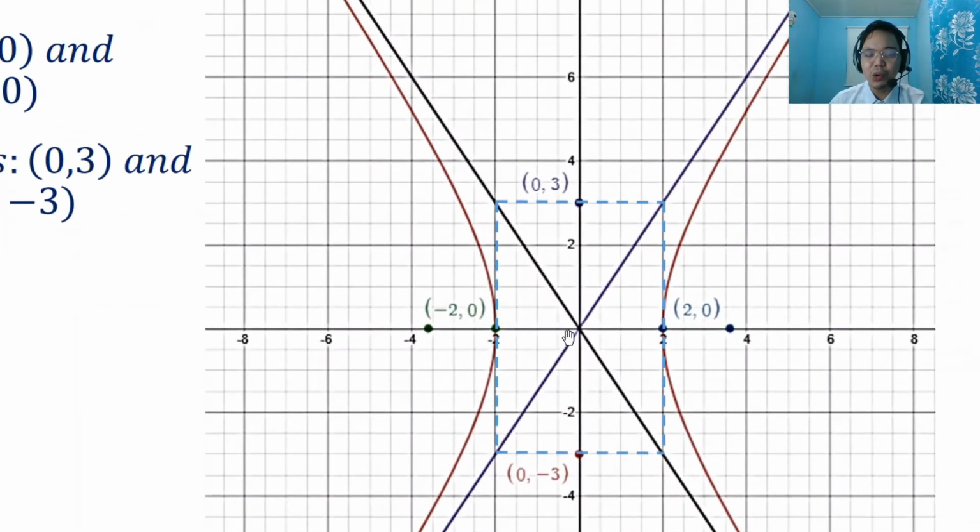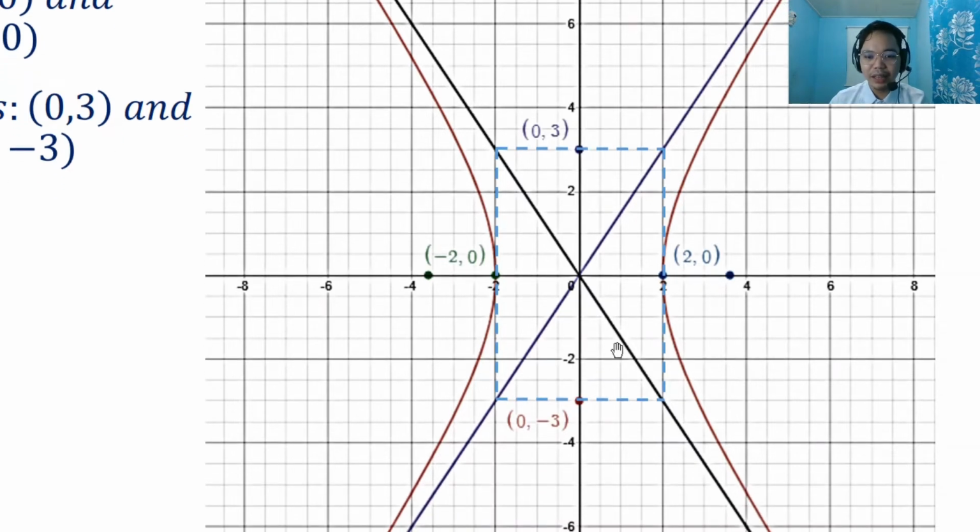Then from that, we're going to draw an auxiliary rectangle. So this is our auxiliary rectangle. So itong rectangle na to will be our guide to draw the line of our asymptote. So unahin natin yung asymptotes natin before we draw our hyperbola. So connected, opposite corners, and passing through the center, that is the first asymptote. Then opposite corners, passing through the center, that is the other asymptote.